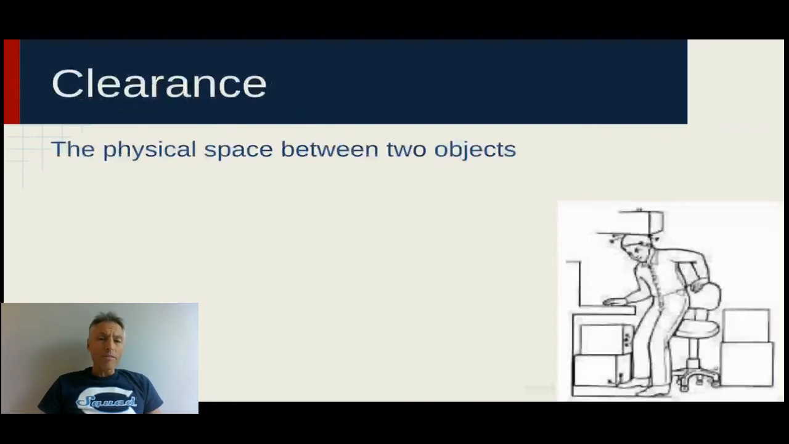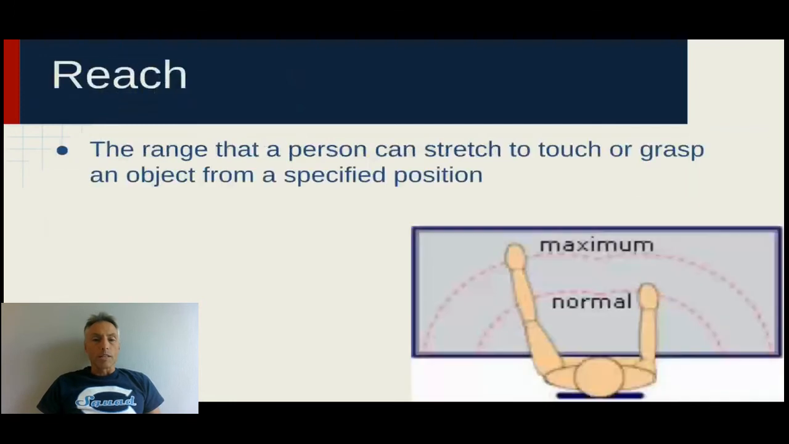Clearance. Oftentimes what you'll see in the IB curriculum are words like this, just key terms with the definition. So I will usually throw an image in there just to make sure you understand what it is. But clearance, when we're talking about the workspace that somebody works in, is going to be an important factor, in that how well can they move in that area without crashing into things. Okay, so the physical space between two objects.